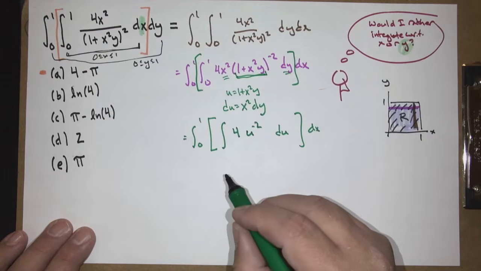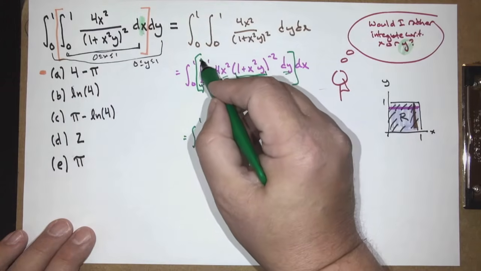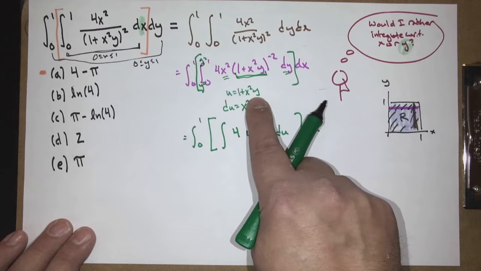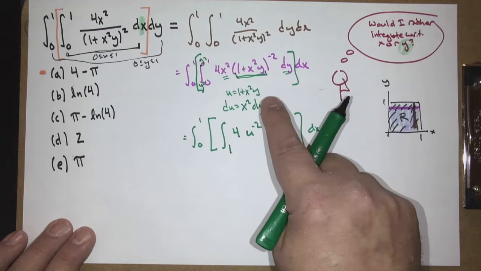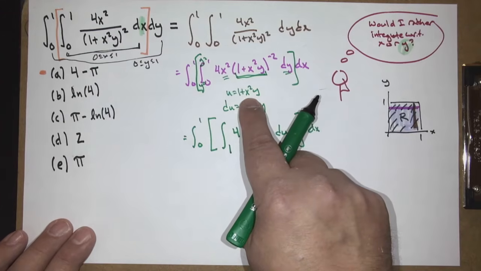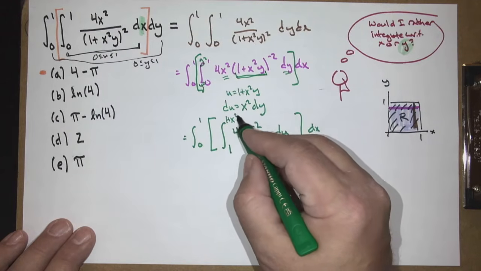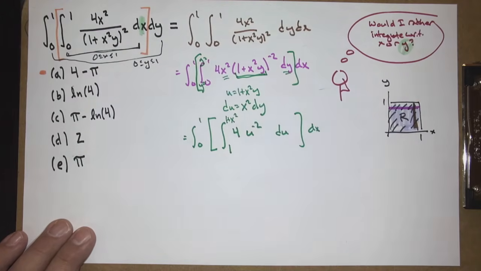What will our bounds become? Currently they're 0 and 1. And remember, these are y equals 0, y equals 1. What will our new bounds become? Plug in 0, you get 1. Plug in 1, 1 plus x squared, right? Because it's 1 plus x squared times 1. Yes? So far we're good?